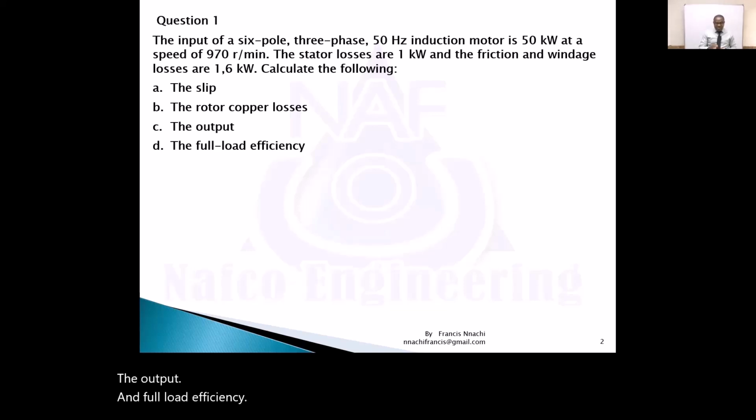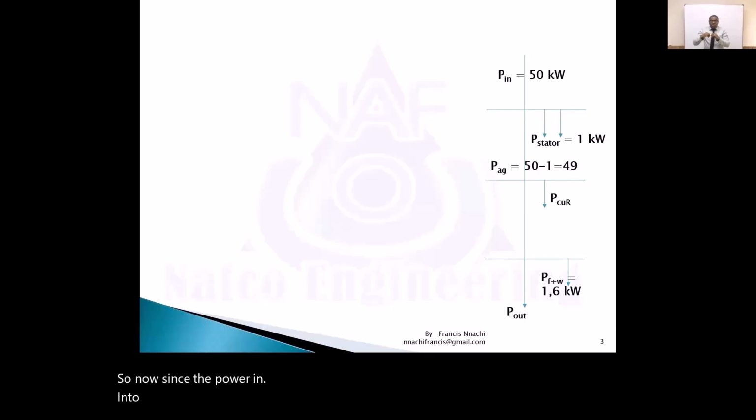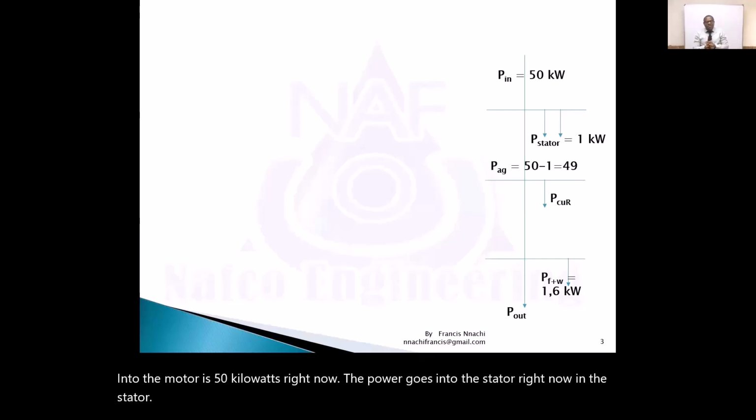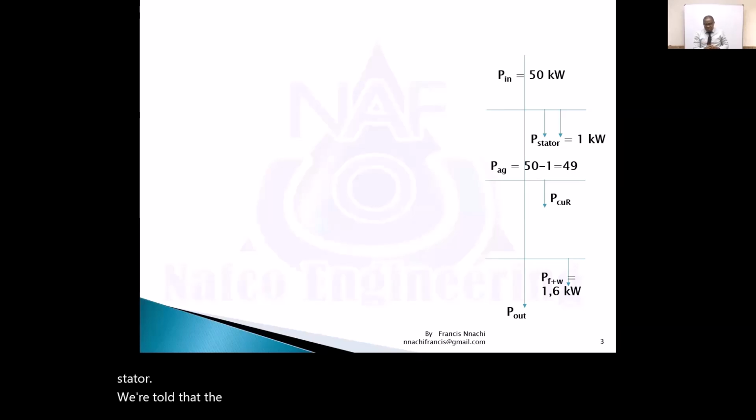So you must write down the parameters that are given. Since the power into the motor is 50 kilowatts, the power goes into the stator. In the stator, we are told that the stator loss is 1 kilowatt, which means the iron loss and copper loss on the stator is 1 kilowatt. We're also given that the friction and windage loss is 1.6 kilowatt on the rotor.